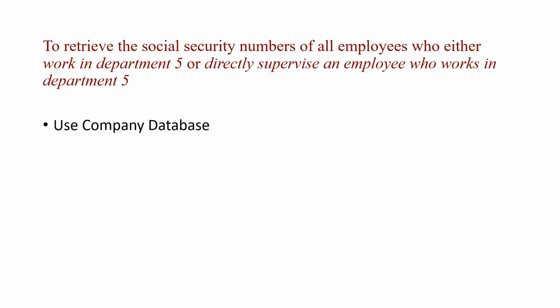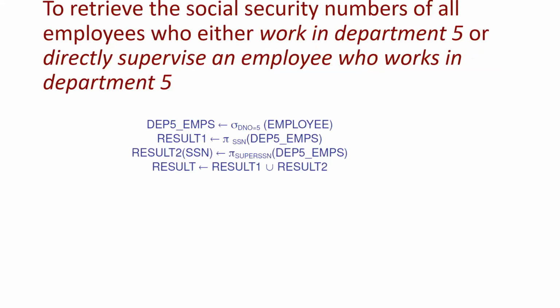How to find the social security number of employees who are working in the department number 5? Pi SSN of sigma department number equal to 5 of employee. Then second part, how to find the supervisor's social security number. We can apply pi super SSN.